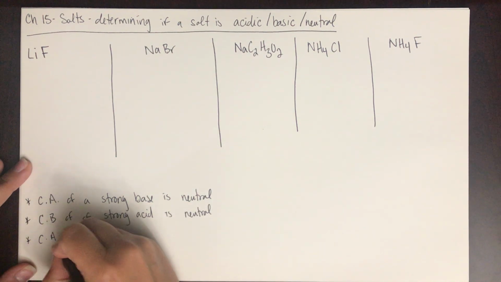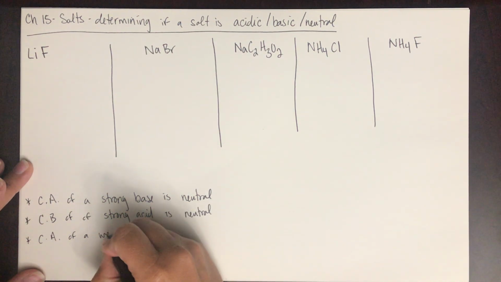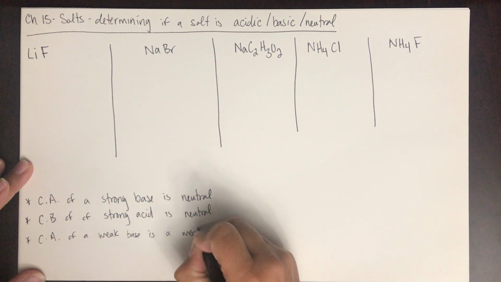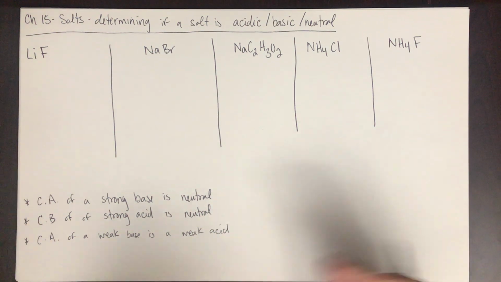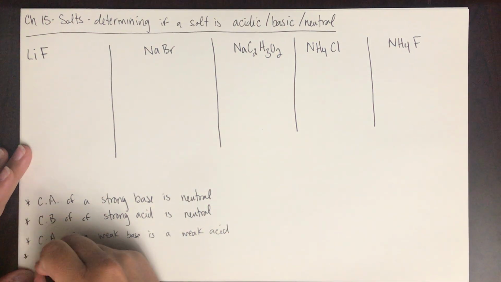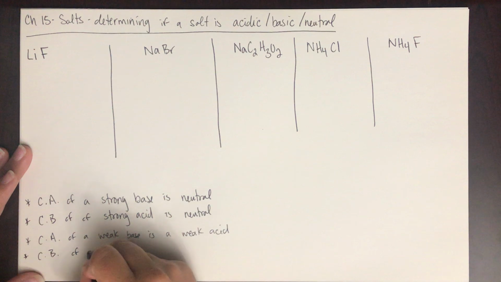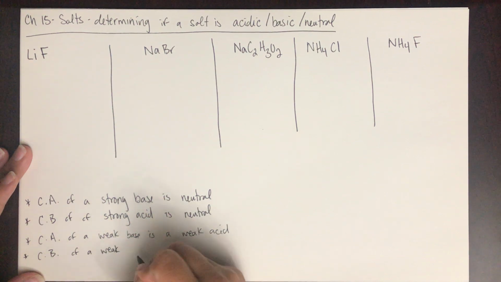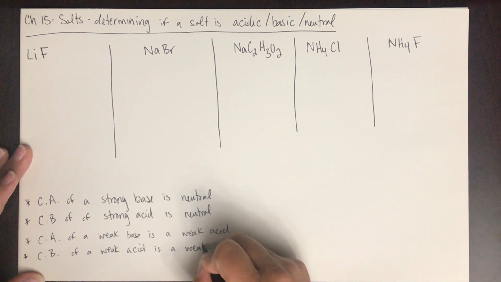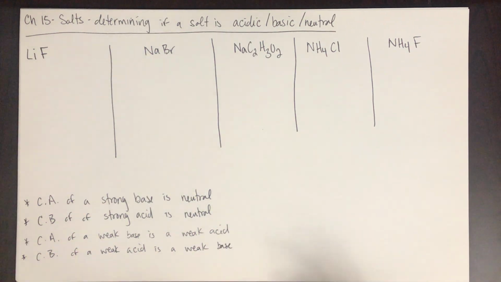The conjugate acid of a weak base is a weak acid. So it's a weak acid, that means it will affect the pH, that means it will decrease the pH, it will make it more acidic. The conjugate base of a weak acid is a weak base. So weak base, that means it will affect the pH, it will increase the pH.